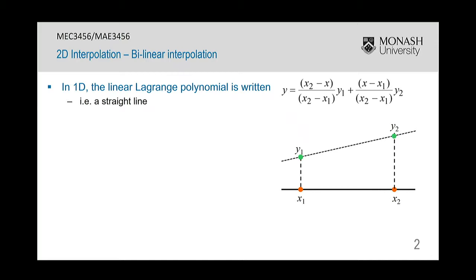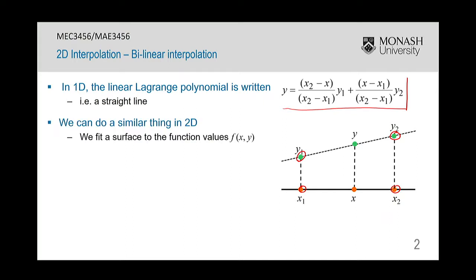The simplest form of multidimensional interpolation, and I'm just going to give the example of 2D interpolation here, is known as bilinear interpolation. So let's have a quick look at how we do interpolation in one dimension. In 1D, the linear Lagrange polynomial is written as this function here. You should all know that quite well by now. And this just represents a straight line. So if we have the data y1 at x1 and y2 at x2, we can use this straight line function here to interpolate to any other point x. We just plug in the value of x and we get the appropriate value of y. So we're using a straight line to interpolate between the points y1 and y2.